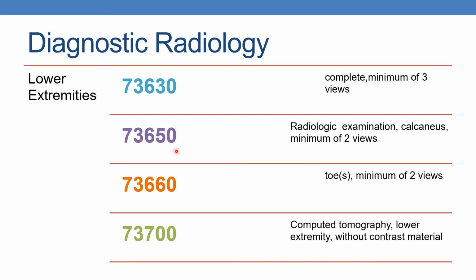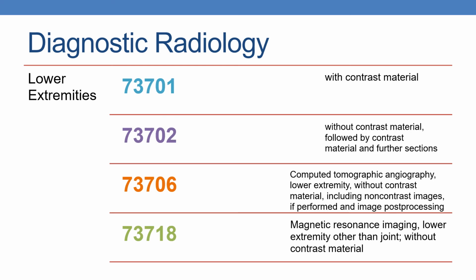The next is 73650, radiological examination calcaneus, minimum of 2 views. The next is 73660, radiological examination toe, minimum of 2 views. The next is 73700, CT lower extremity without contrast material. The next is 73701, CT lower extremity with contrast. 73702 is CT lower extremity without contrast followed by contrast material and further sections.